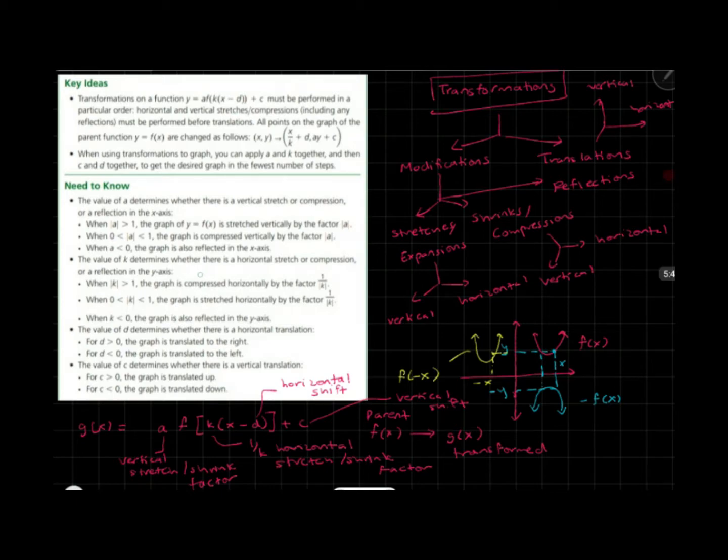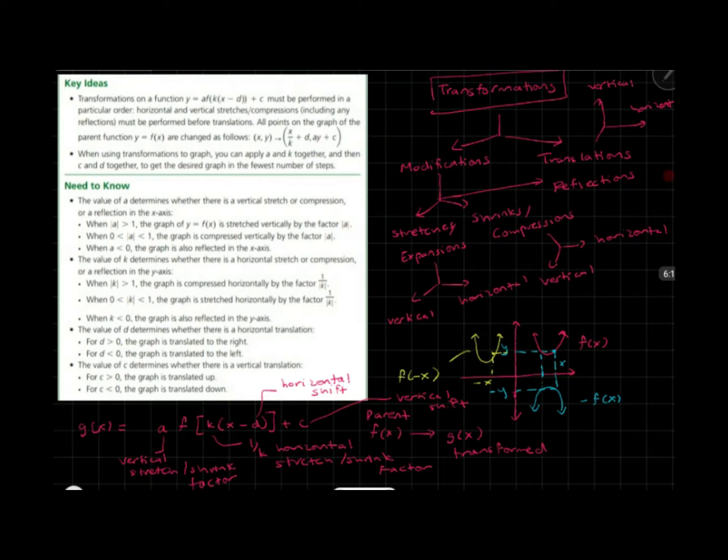The value of K determines whether there is a horizontal stretch or compression. So when K is greater than 1, the graph is compressed horizontally by a factor of 1 over K. Compressed horizontally means that we're basically shrinking it horizontally, so the shape of the curve will get longer and narrower. And when K is a fraction, the graph is stretched horizontally by 1 over K.